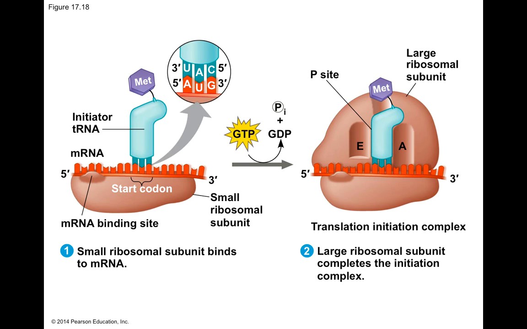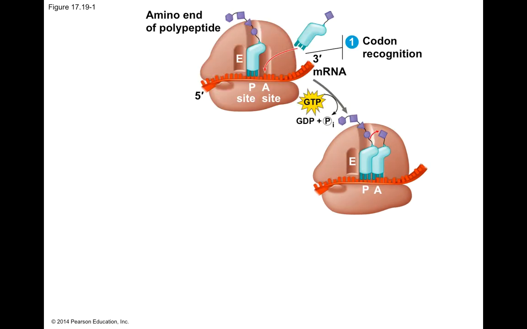These pieces come together, and the ribosome slides down the messenger RNA until it reaches the start codon, which is AUG. Notice that the start codon is not necessarily at the beginning of the messenger RNA. Then the large subunit comes in and binds. This is the translation initiation complex. During elongation, the amino acids are added one at a time to the growing polypeptide chain. Let's go through a cycle.